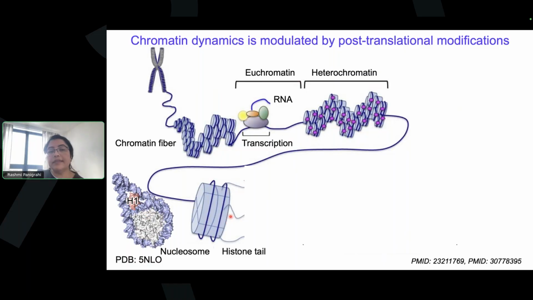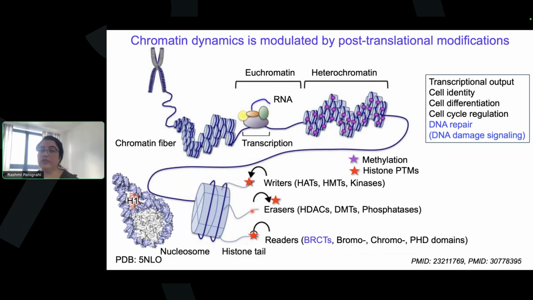Now, these histone tails, which are very flexible, are the sites of post-translational modifications. These post-translational modifications are the signals, here we call it the PTM, and these signal different processes as shown here. Today, the main focus is DNA repair, and particularly DNA damage signaling of the DNA repair pathway. Now, the histone post-translational modifications are installed, read, and removed by different proteins.